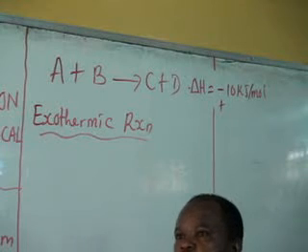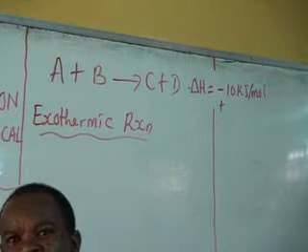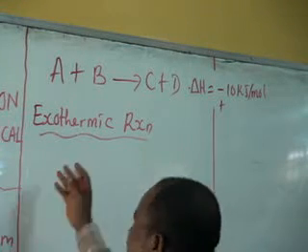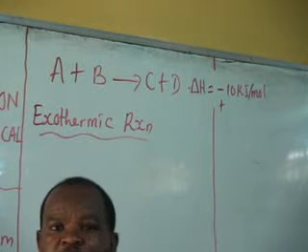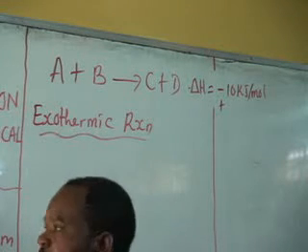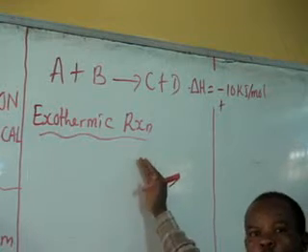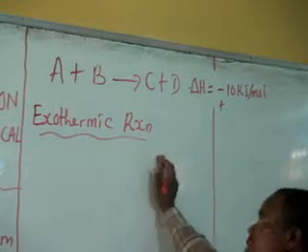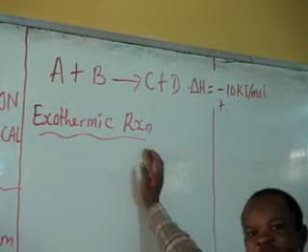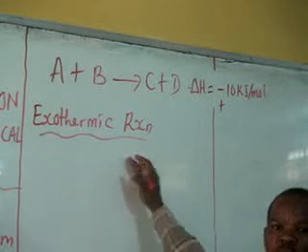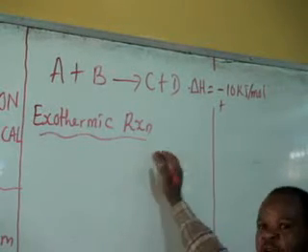If you shift the equilibrium position to the right, that is, a decrease in temperature of an exothermic reaction will favor the forward reaction. If it favors the forward reaction, you can say it favors the forward reaction or shifts the equilibrium position to the right.